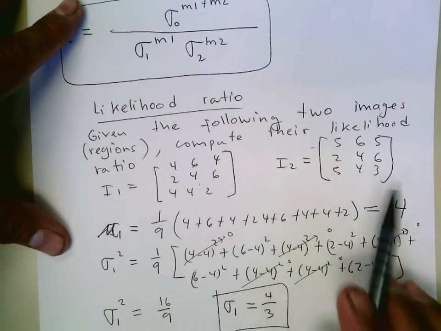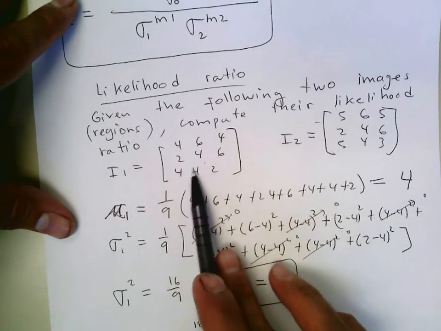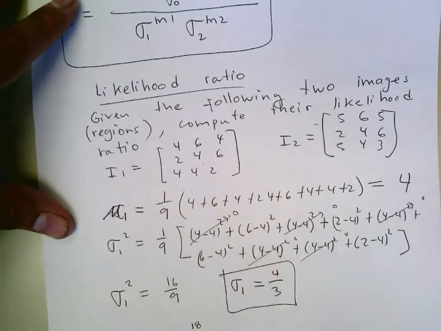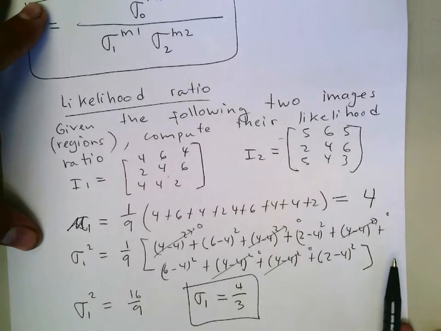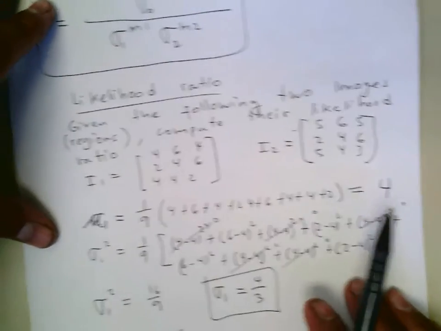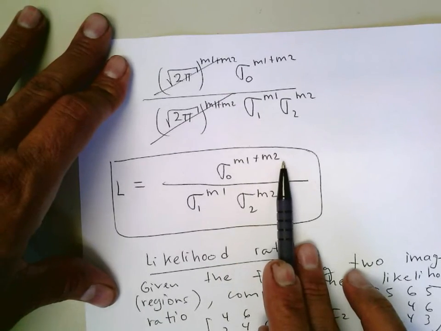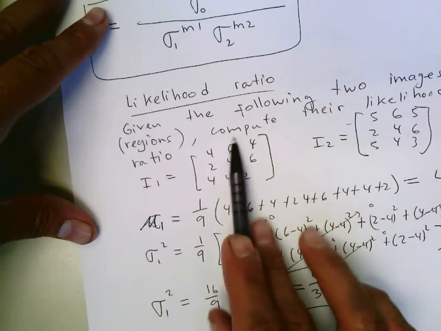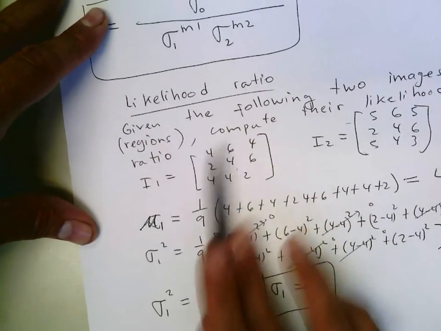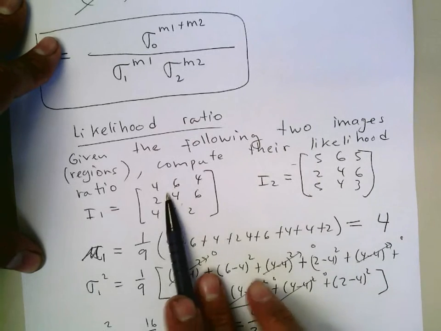When I compute the standard deviation 1, I compute it for only these numbers and label it standard deviation 1, and for this other one it will be standard deviation 2. That's how I get these three numbers. M1 and M2 are the sizes of each of the regions, which in this example is 9 values for region 1, and the same, 9, for region 2. I'm comparing this image with this image, which are the same size.